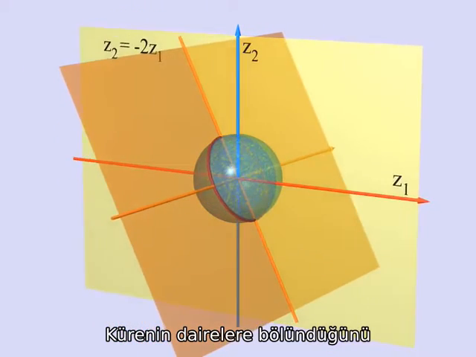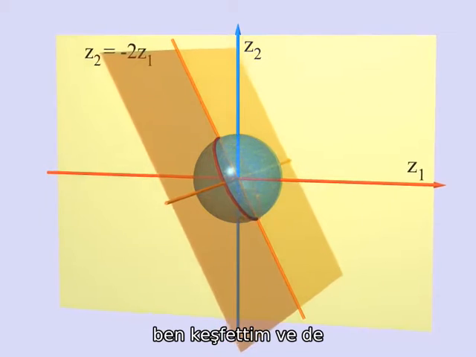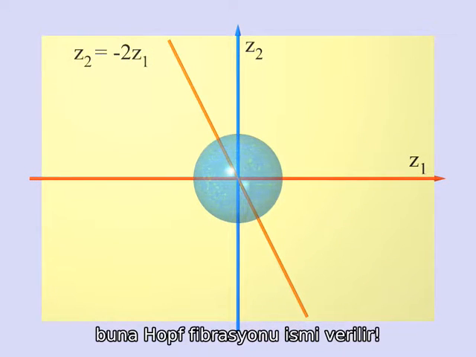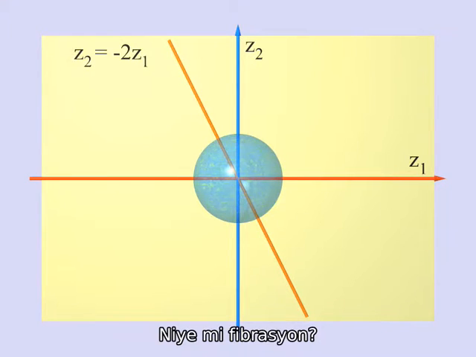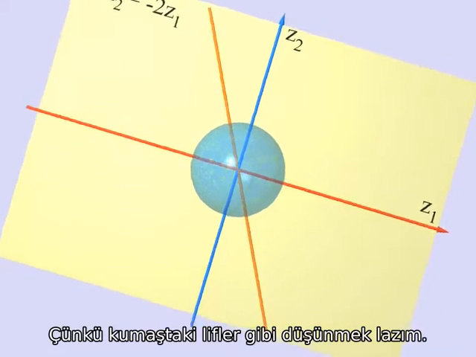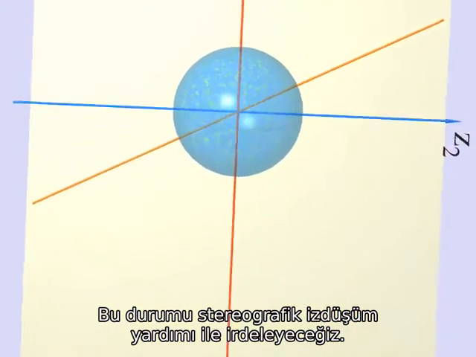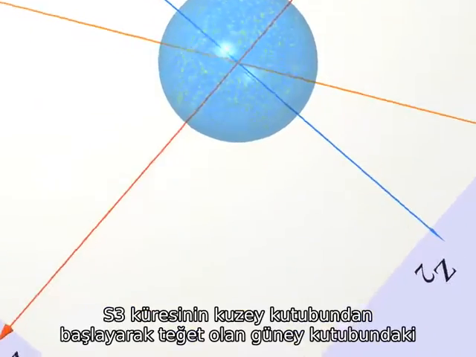I was the one who discovered this decomposition of the sphere into circles, and ever since it is known as the Hopf fibration. Why fibration? Well, you should think of the fibres of fabric. We are going to look at all that using stereographic projection.